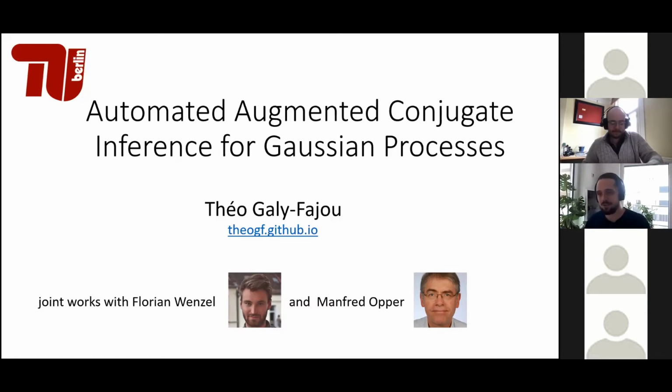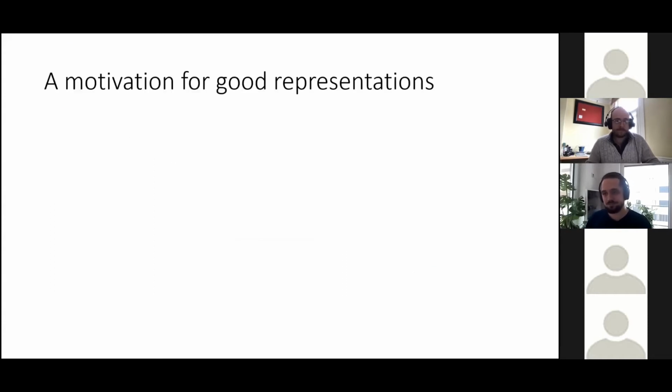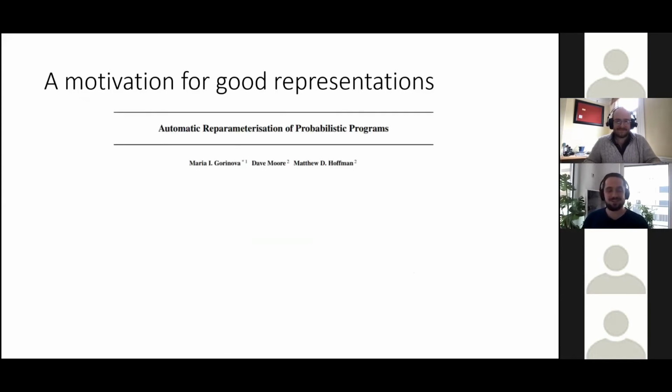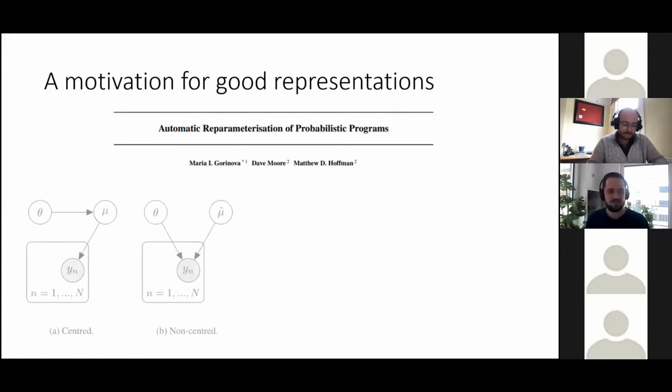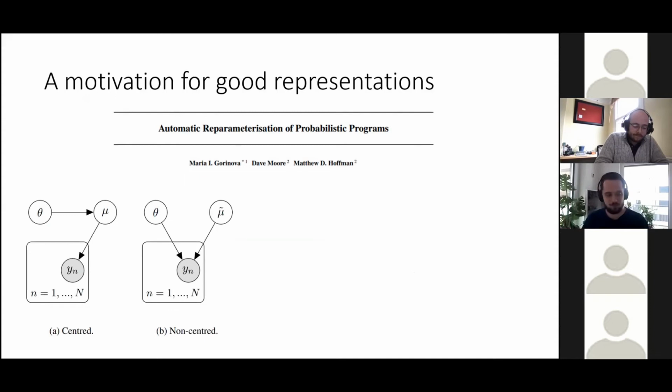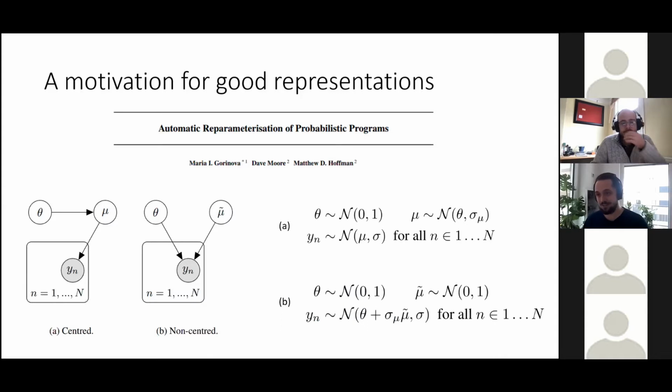So I would like to start with a very general motivation, which is the motivation for good representations of your models. I'm actually going to start by talking about another paper which I have nothing to do with, which is automatic reparameterization of probabilistic programs by Gorinova, Moore, and Hoffman, given in ICML last year. What they do is take this very well-known fact that you have centered and non-centered representations. These graphical models are quite different, but the models they represent are exactly the same.